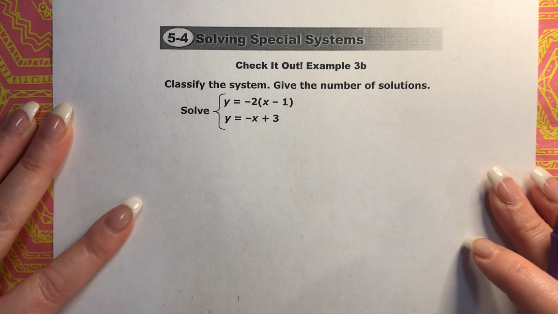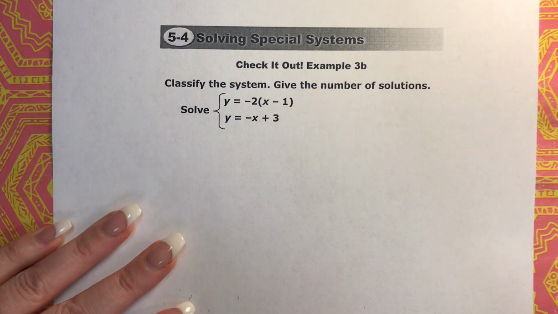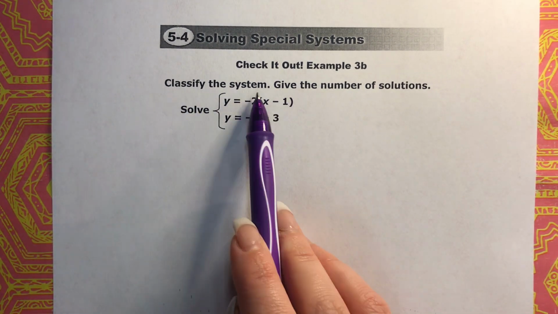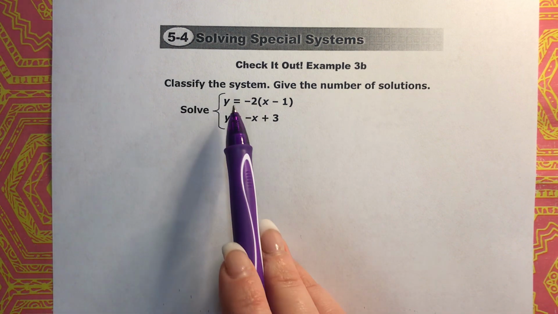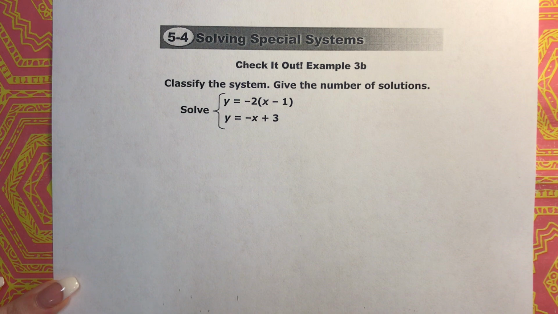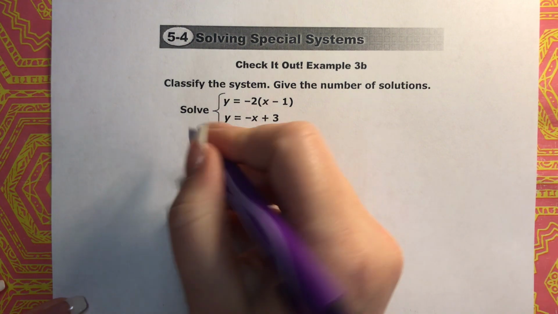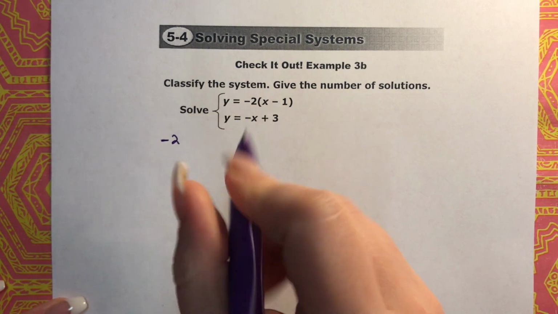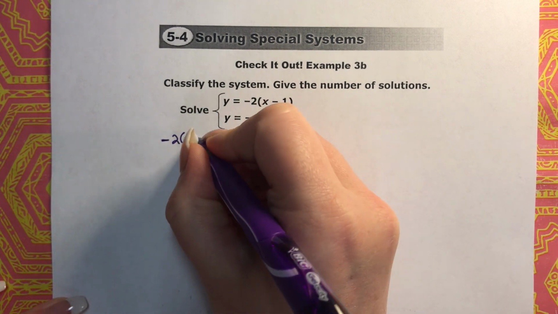All right, we're back. Let's see how you did. So this is nice. I really like this one. Classify the system, give the number of solutions. We can do that. These are both solved for y, so let's just go ahead and set them equal to each other through substitution. This one's kind of nice and friendly.